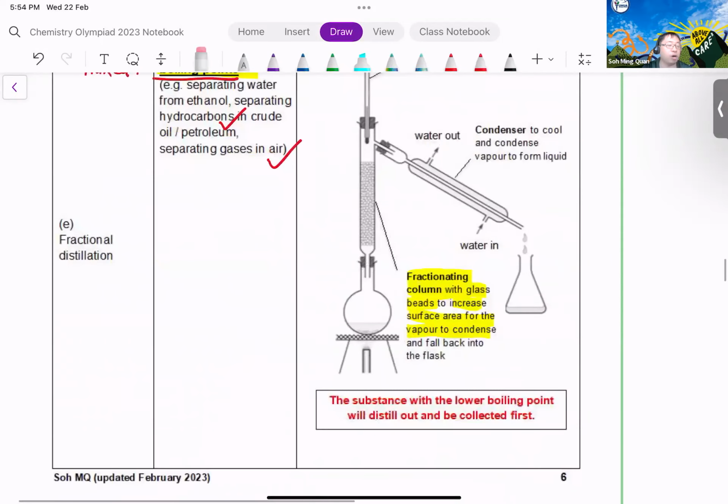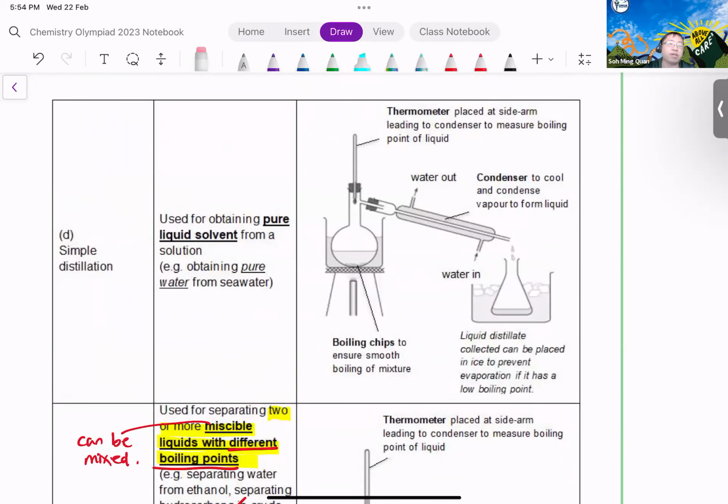Simple distillation is used to obtain pure liquid solvent, right? So for example, you obtain pure water from seawater. The water obtained here is called distilled water. So distilled water obviously is obtained by simple distillation. But in the lab, there's also another word called deionized water. If you go to the lab, you see the water bottles labeled deionized water.